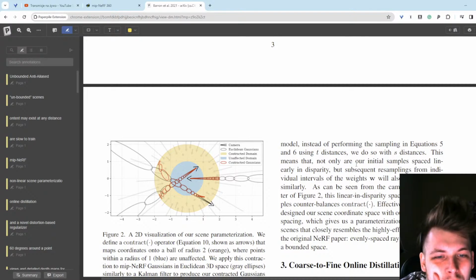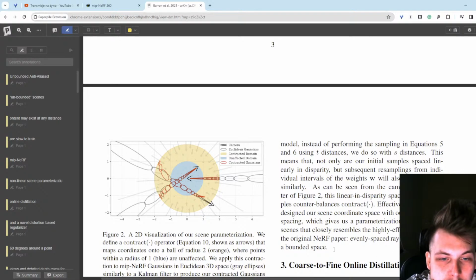This means that not only our initial sample is spaced linearly in disparity, but subsequent resampling from individual intervals of the weights W will also be distributed similarly. As can be seen from the camera in the center of figure 2, this linear in disparity spacing of ray samples counterbalances contract. Effectively, we have co-designed our scene coordinate space with our inverse depth spacing, which gives us a parameterization of unbounded scenes that closely resembles the highly effective setting of the original NeRF: evenly spaced ray intervals within a bounded space.